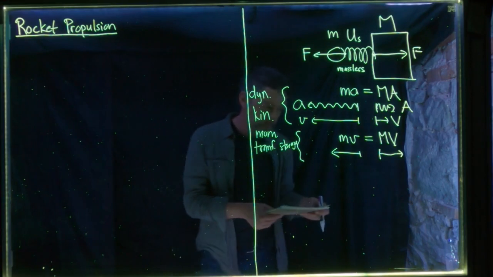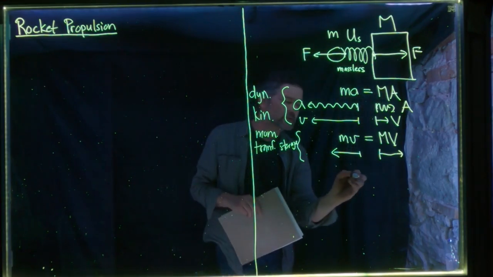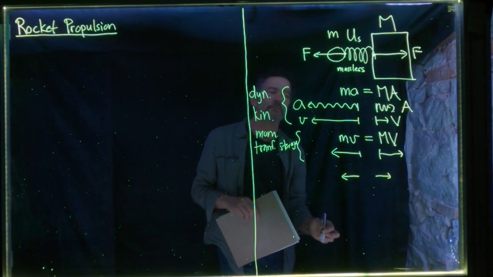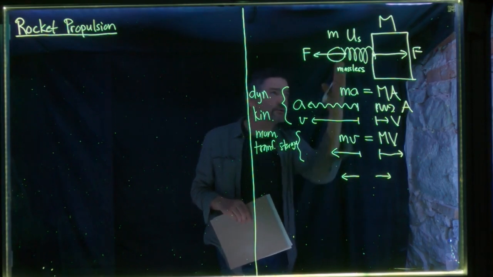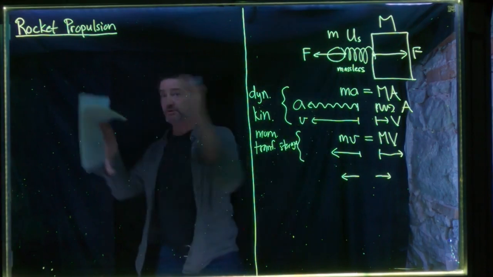Okay, so what we've got is, remember that these two forces are equal in magnitude. So acting on the cannonball, we have a force F to the left, and we have a force F to the right. And so that force is acting over some displacement. Okay, so this displacement is this long.